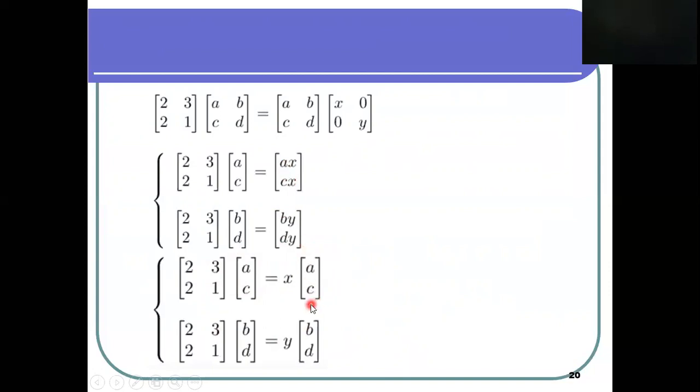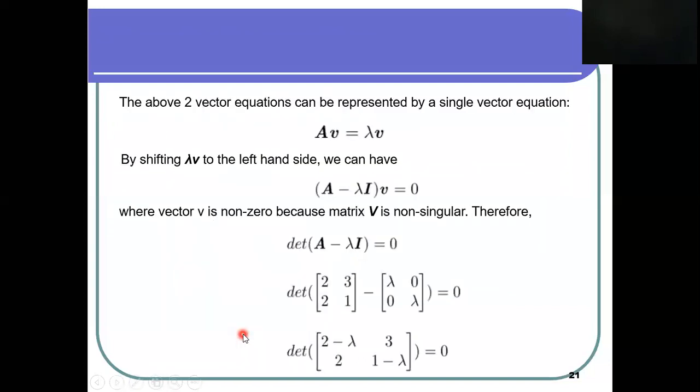In that case, if you recall the eigenvalues and eigenvectors, AV equals lambda times V, or AX equals lambda times X. So the whole problem of eigenvalue decomposition is transformed into an eigenvalue problem. We have to find out these values. For that we have to solve AV equals lambda times V, so A minus lambda I times V equals 0, so the determinant of A minus lambda I equals 0.